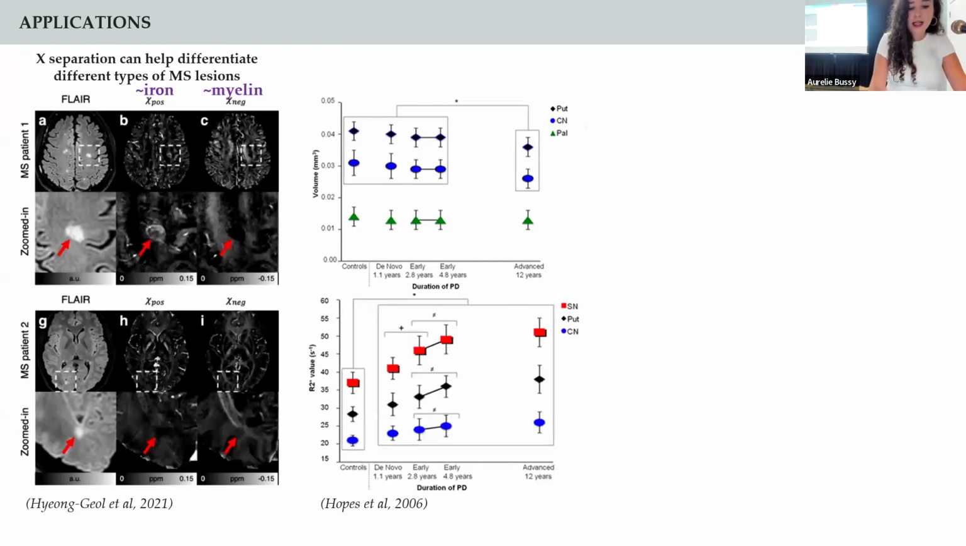However, they also looked at R2 star, which is again a marker of iron. And here they demonstrated that even at the very beginning of the disease, they already see an increase of iron. And that can be because, first of all, it is known that iron accumulates in this region, but it can be very interesting to know that we can actually detect this very early on in the disease. We could potentially use it as a biomarker to help the diagnostic, etc.